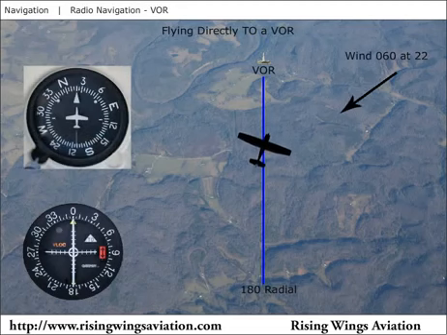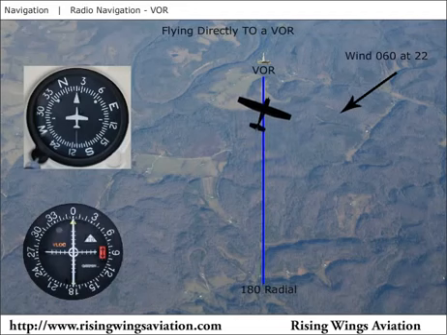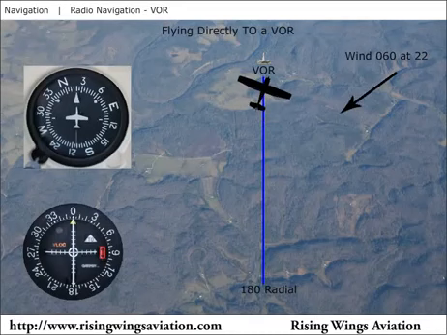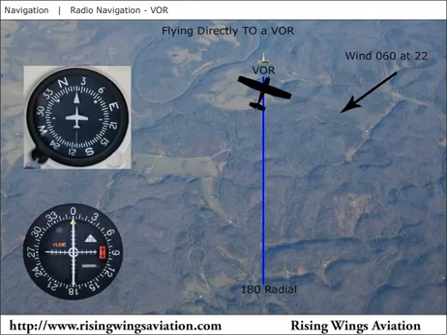After maintaining that 020 heading for a few minutes, the CDI needle is still centered. This process of determining the proper heading for wind correction is known as bracketing, since you progressively narrow the range of headings the desired wind correction heading lies within.